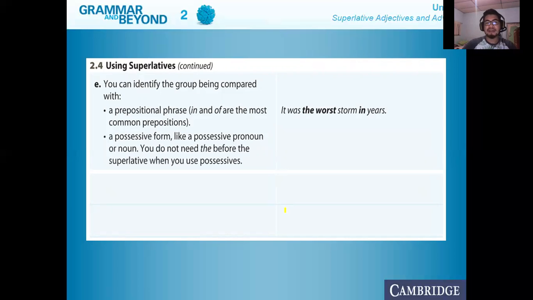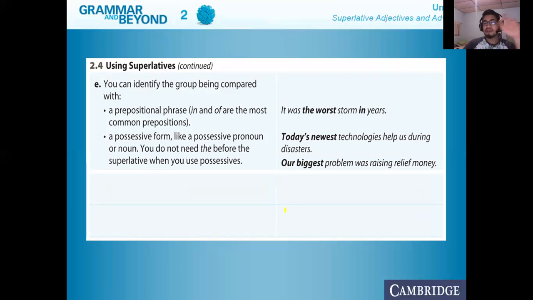It was the worst storm in many years, probably 5, 10 years, there was no storm like this one. With a possessive form, like a possessive pronoun or noun, you do not need the before the superlative when you use possessiveness. For example, today's newest technologies help us during disaster. When we're talking about the possessive case, that is adding an apostrophe plus S, we can have an adjective, in this case, in the superlative form. Our biggest problem was raising relief money. Remember, like a possessive pronoun or noun, you do not need the before the superlative.